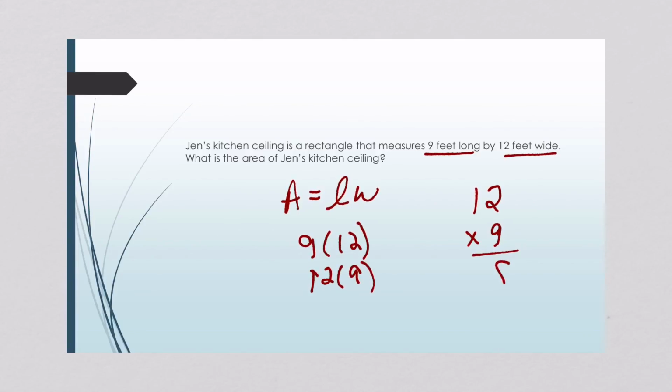9 times 2 is 18. 9 times 1 is 9, plus 1 is 10. 108 what? Well, area is always written in some sort of unit squared because we have 12 feet times 9 feet. This would be an area of 108 feet squared is the area of her ceiling.